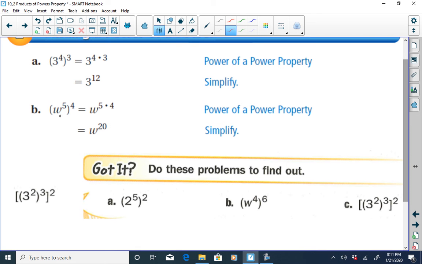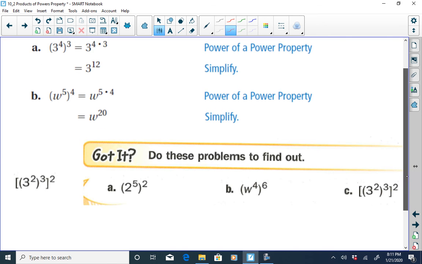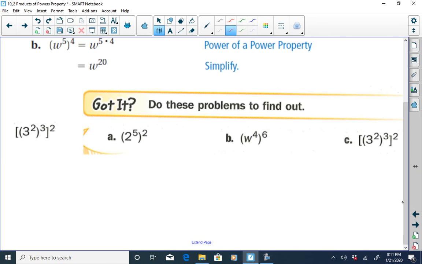But the rule, very simply, if we're raising a power to a power, we multiply the exponents. So let's take a look at the examples that we have here. Here we have 3 to the 2nd power, and I want to raise that to the 3rd power, so I'm going to have to multiply those exponents. That's going to give me 3 to the 6th power.